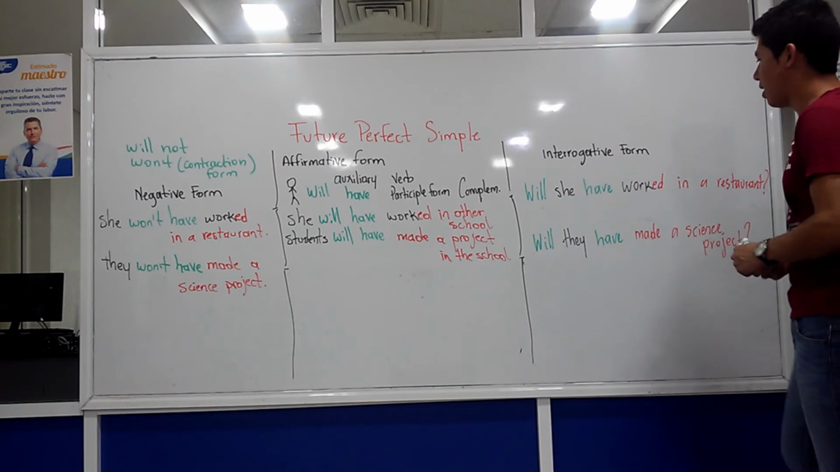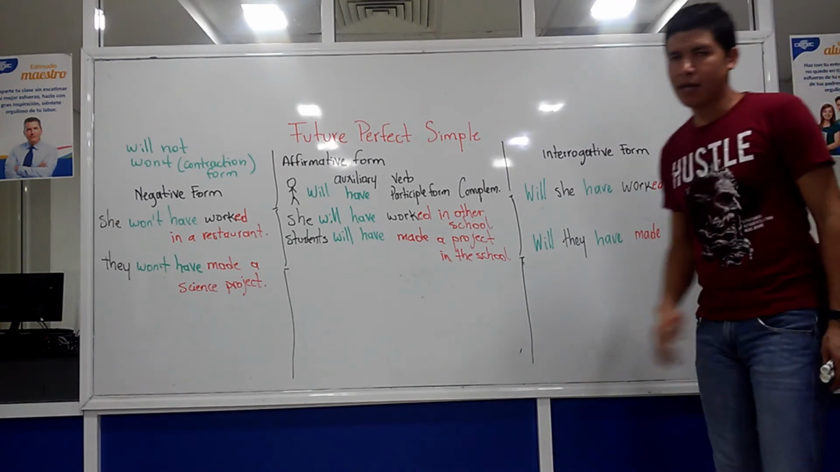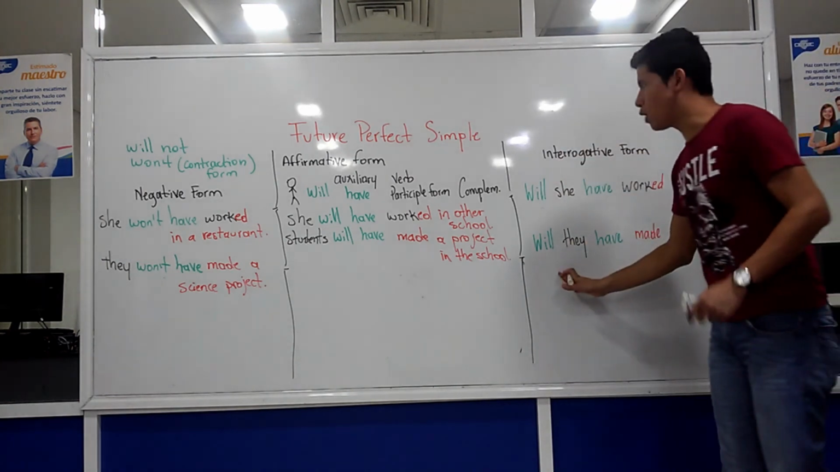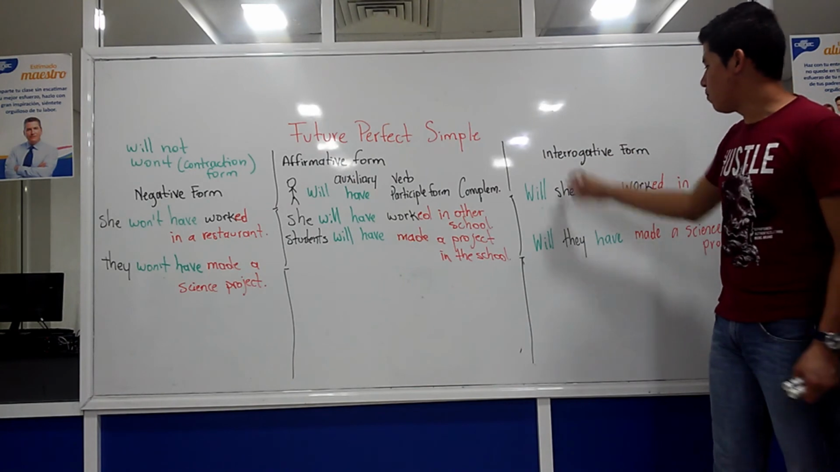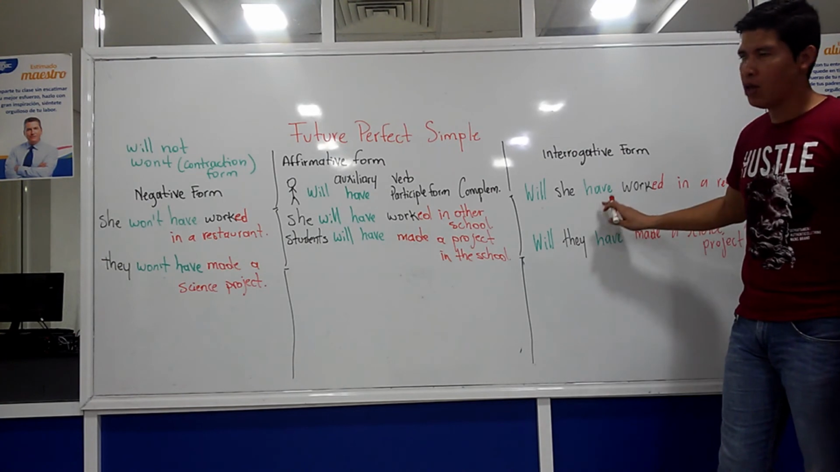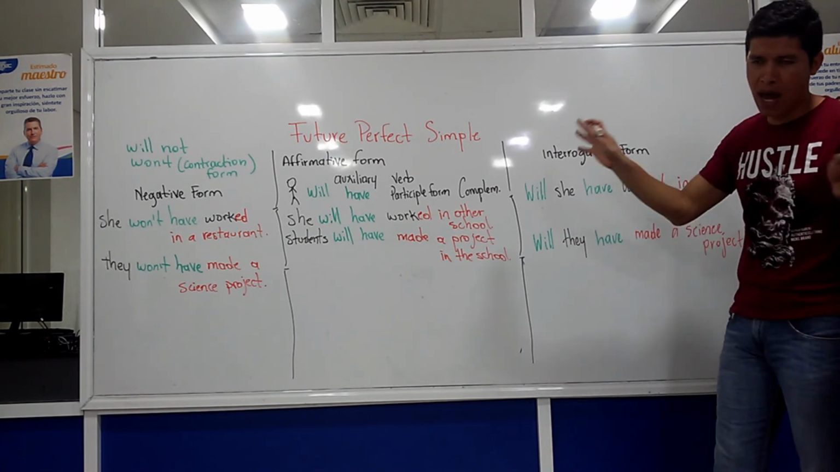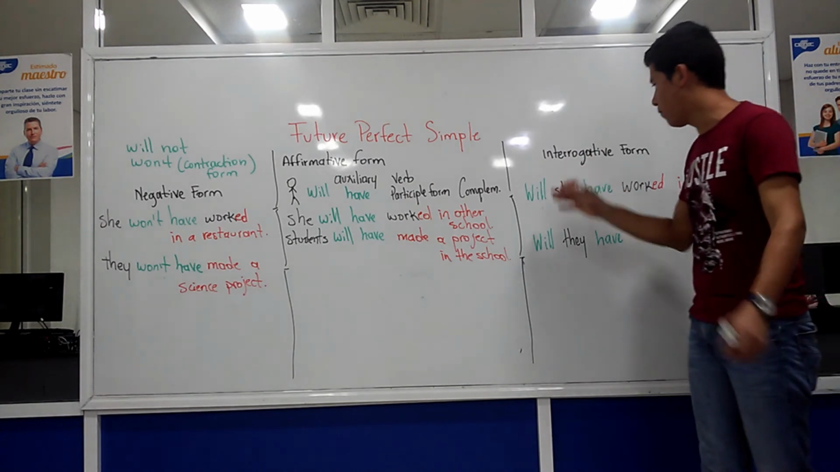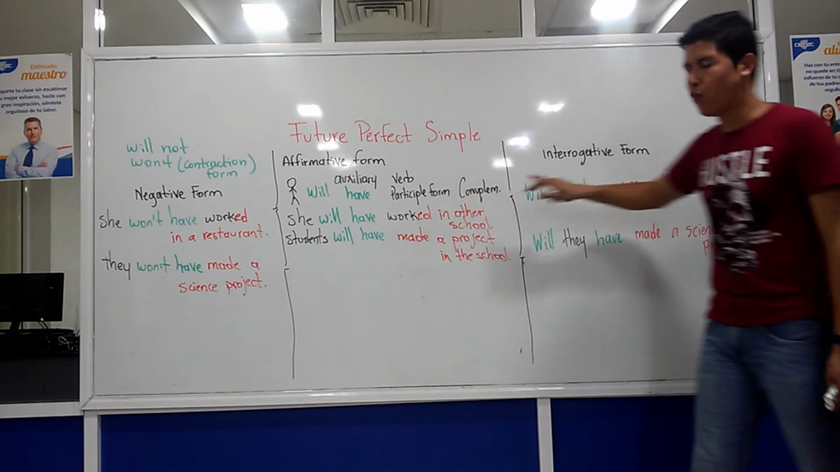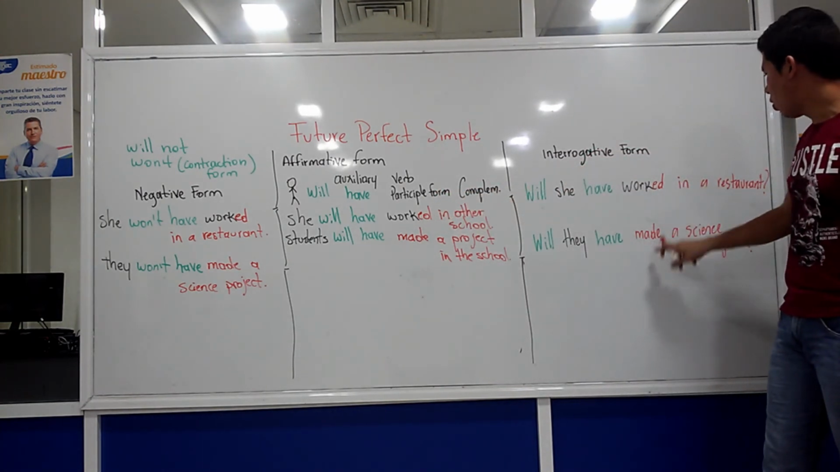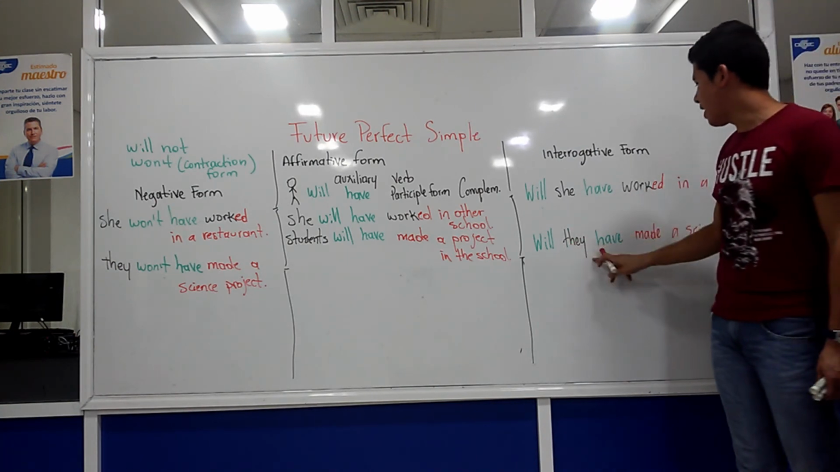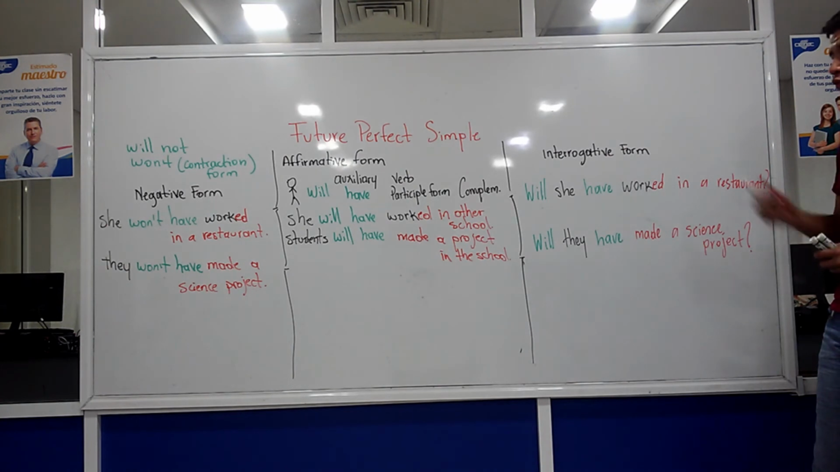Okay, and I have the sentences in interrogative form. This is very easy because I use will because it's future perfect, and I use the subject and the auxiliary have. Remember, the auxiliary have we use with all pronouns, with all subjects, in the same form. And I use a verb in past participle form, regular or irregular verb, and I use the complement. Will she have worked in a restaurant, or will they have made an exciting project in the future?